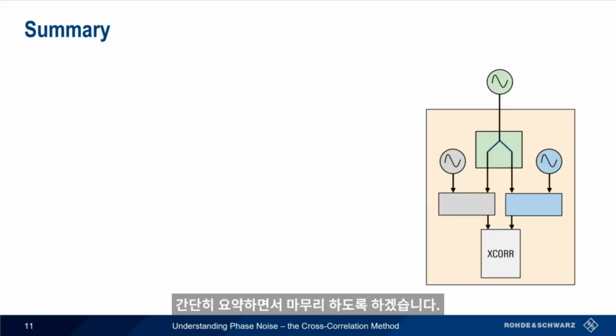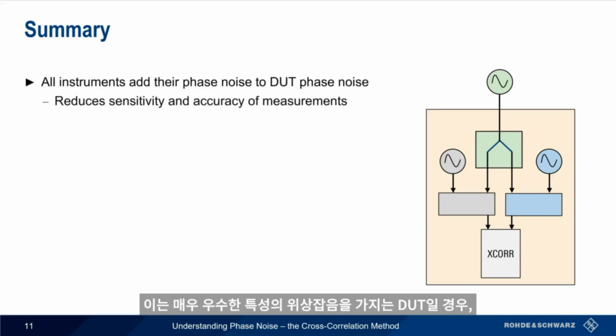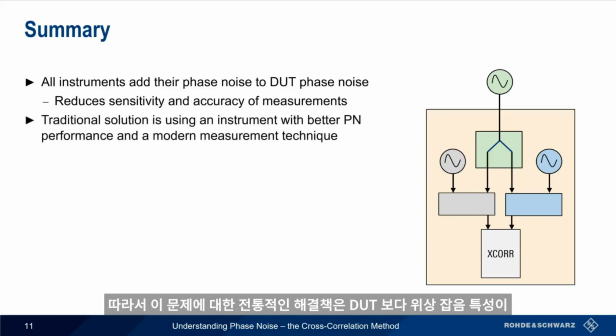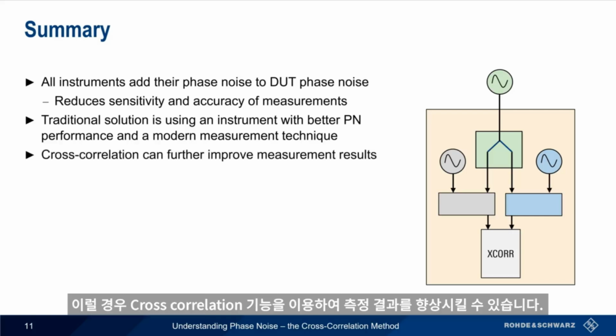Let's end with a brief summary. All phase noise measurement instruments add their own phase noise to the DUT signal. This reduces both the sensitivity and the accuracy of phase noise measurements, particularly for very quiet or low phase noise devices. The traditional solution to this problem is to use an instrument with better phase noise performance than the DUT, as well as a modern measurement technique such as digital phase demodulation. In cases where this is insufficient, cross-correlation can be used to further improve the measurement results.